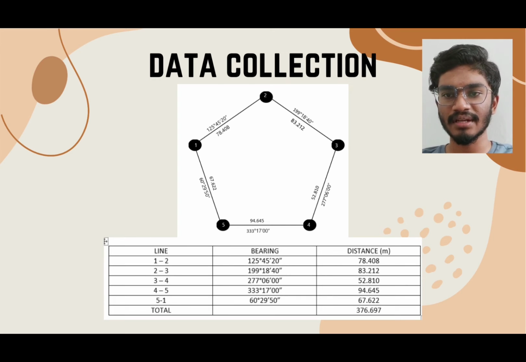45, 333 degrees 17 minutes 0 seconds, 94.645 meter. In the line 5 to 1, 60 degrees 29 minutes 50 seconds, 67.622 meter, and the total distance I got is 376.697.